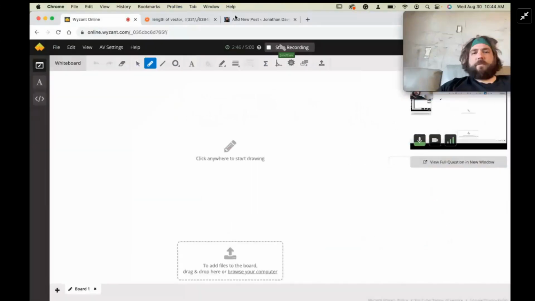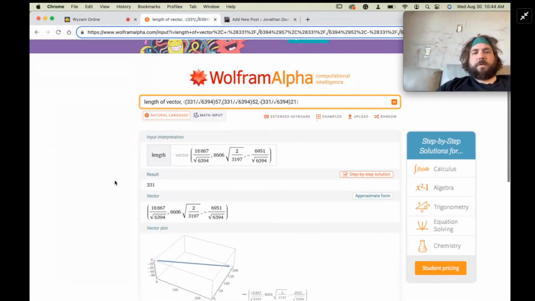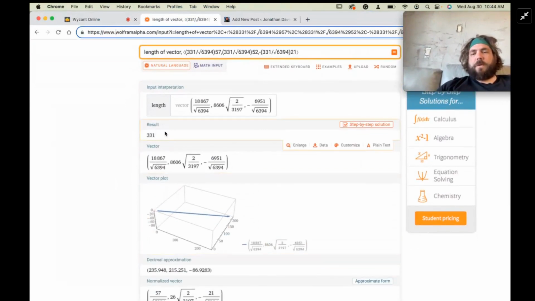And if you want to make your life easy, you can use Wolfram Alpha to do these calculations. So I want to find the length of this vector with that multiple in it. And you can see it's 331 centimeters.